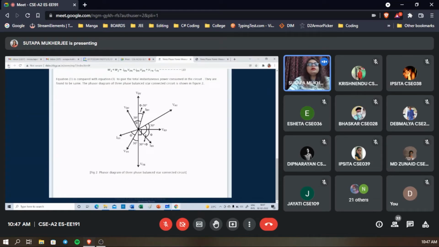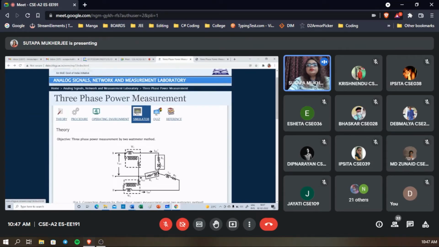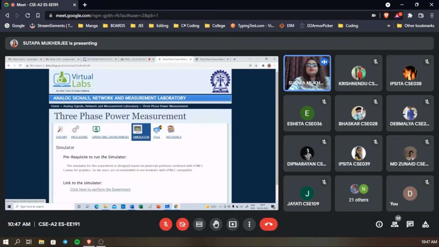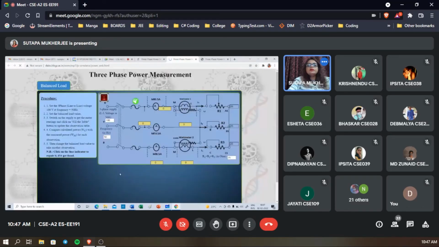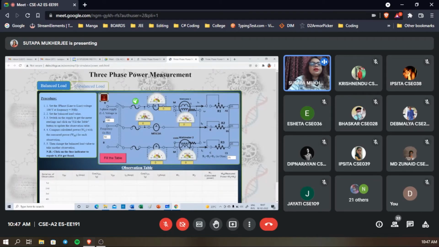Okay. Now come to the simulator part. So what is happening here? Root 3 VLIL cos phi. And here this is the resistive load. The phi will be 0, that is cos phi will be 1. Set the 3-phase voltage 100 volt at frequency 50 hertz.